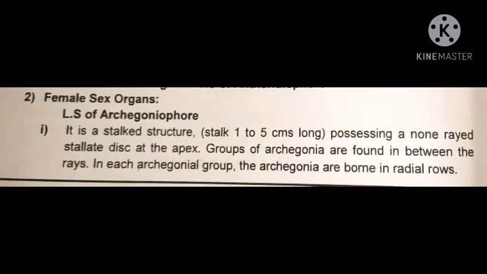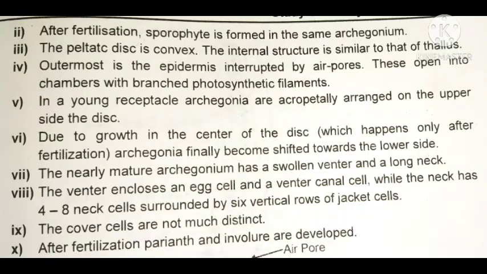The female reproductive structure develops on the archegoniophore. The archegoniophore is also a stalk-like structure about 1 to 5 centimeters long, and that raised structure is also growing from the apical growing point. And this archegoniophore is also a peltate disc-like convex structure.